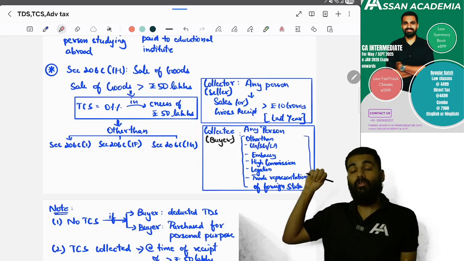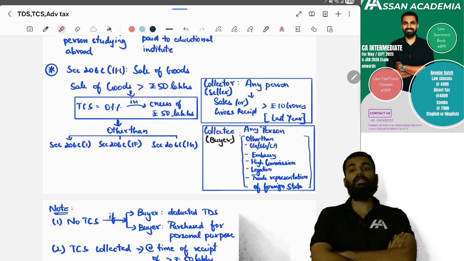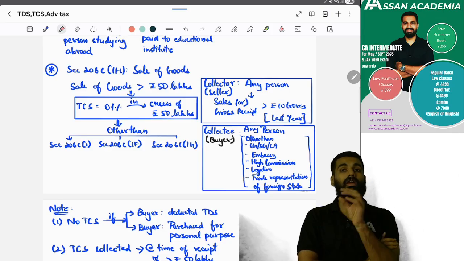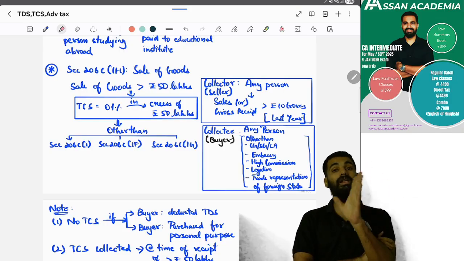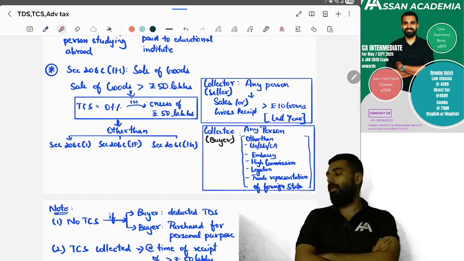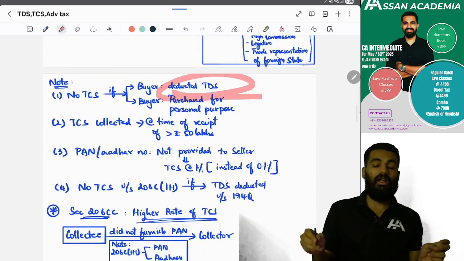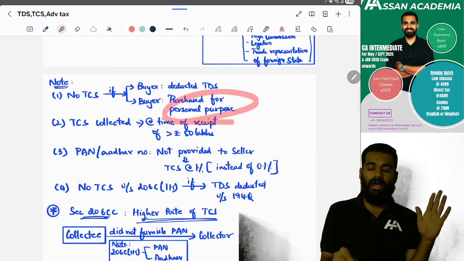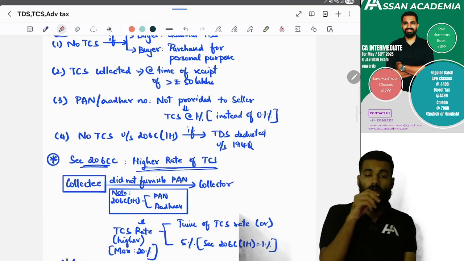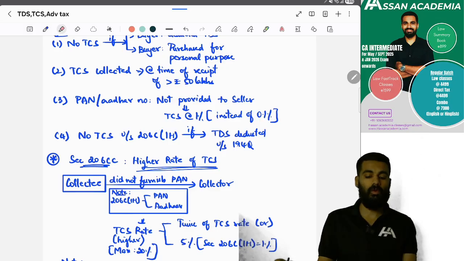But if 194Q is also not getting attracted, then 206C 1H will get attracted. Yes, 0.1% in excess of 50 lakhs. Yes, but who should the seller be? Seller should be where his sales or gross receipt is more than 10 crores in the preceding previous year. But the buyer should not be central government, state government, local authority, embassy, high commission, legation, trade representation of the state. Yes, and here TDS under section 194 should not have been deducted, and the buyer should not be using it for personal purposes. Yes. But if the person has not given PAN or Aadhaar, instead of 0.1%, 1% will get deducted.